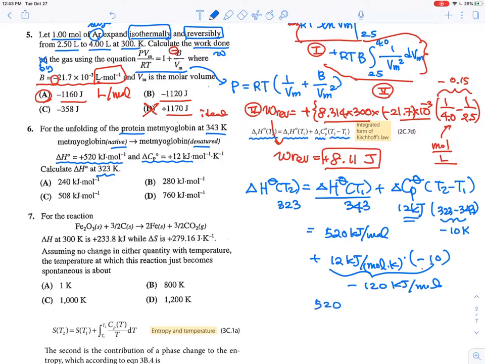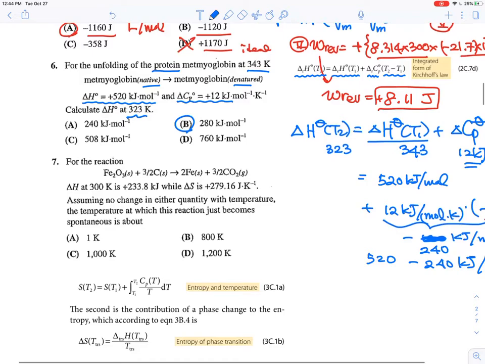I think that there's something wrong here. 423. This is not 10. This is 20. Okay, this is 20. So therefore, this is 240, so minus 240 kilojoule per mole. Okay, so delta T is actually minus 20. So therefore, the answer is plus 280 kilojoules.